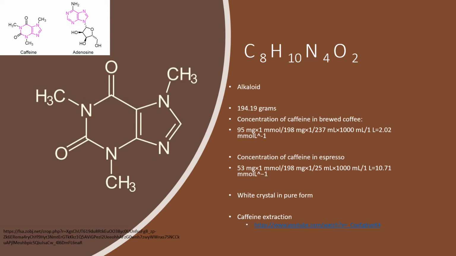Chemically, pure caffeine is a bitter, white, and odorless crystallized powder with a melting point between 235 and 238 degrees Celsius. It is slightly soluble in water, with solubility increasing dramatically with heat. The molar mass of caffeine is 194.19 grams. And using that and some concentrations found on the USDA nutrient database, it is possible to use stoichiometry to discern the difference in brewed versus espresso caffeine content. I also added a link here to one of my favorite chemists on YouTube, where he isolates caffeine from coffee.